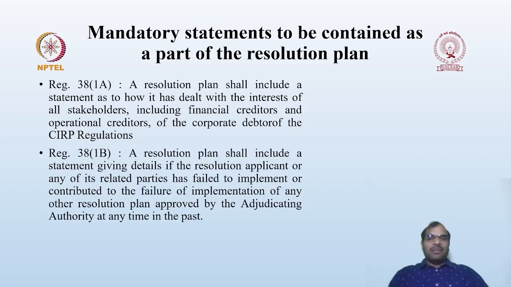So, previous default: is there any already existing CIRP process or resolution plan, and was such a plan implemented properly or not? Is there any failure in implementing such a plan previously? Are you a contributor, are you a related party? You are supposed to give a declaration that you were not involved in failure of implementation of any resolution plan. Why? Because if there was a failure previously, obviously there is a possibility of failure in this case also. That is why the law insists that there should not be any failure.